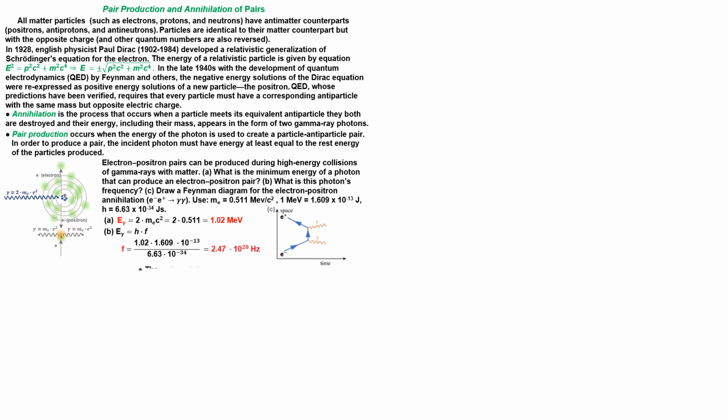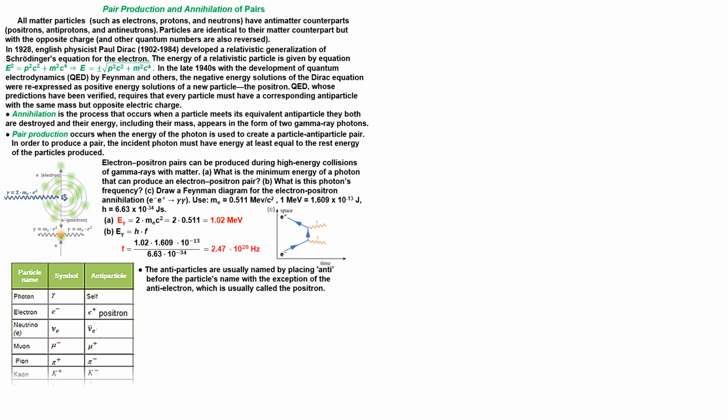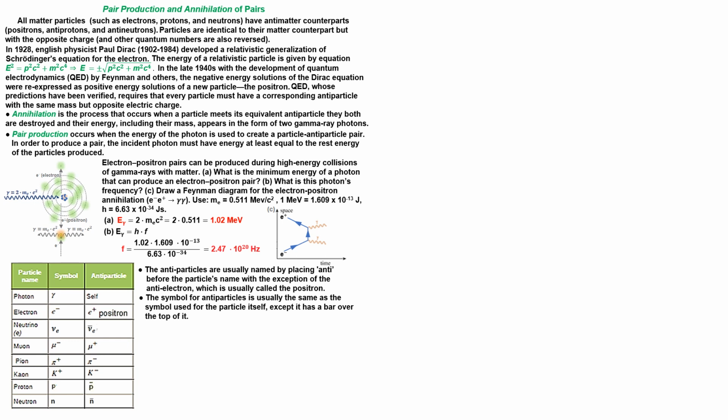The antiparticles are usually named by placing anti before the particle's name, with the exception of the anti-electron, which is usually called the positron. The symbol for antiparticles is usually the same as the symbol used for the particle itself, except it has a bar over the top of it. An exception to this general rule is the positron, which usually uses a plus sign. Other exceptions include the particle-antiparticle pairs for muons, pions, and kaons.